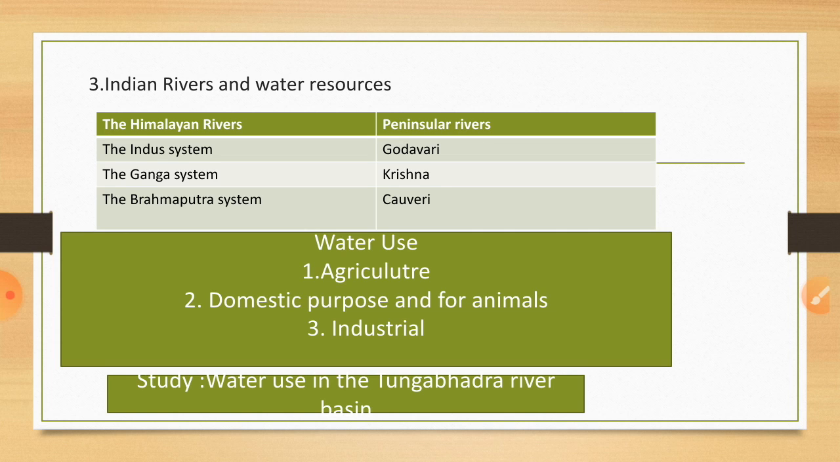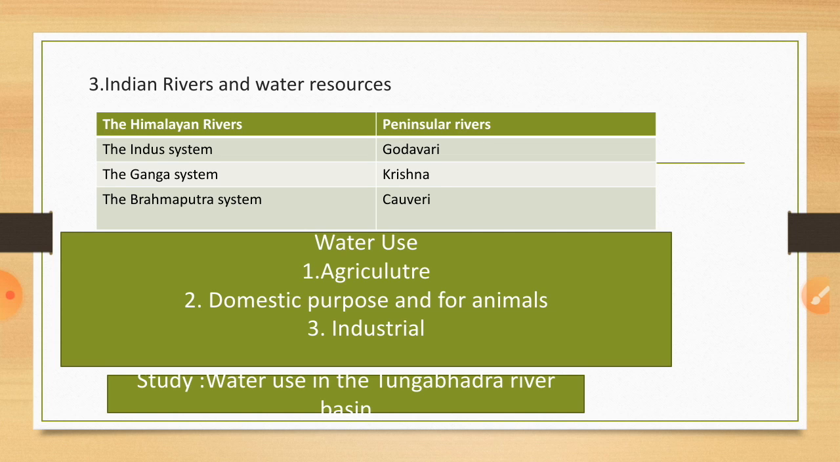Himalayan rivers are known as the rivers that originate from the Himalayas, and they are mainly three: the Indus system, the Ganga system, and the Brahmaputra system. The Indus has its origin in the Kailash range, the Ganga originates from Gangotri, and the Brahmaputra originates from the Chemayungdung glacier. It means roughly they all originate from the Himalayan region. Okay. And here you'll find a detailed study of the same.